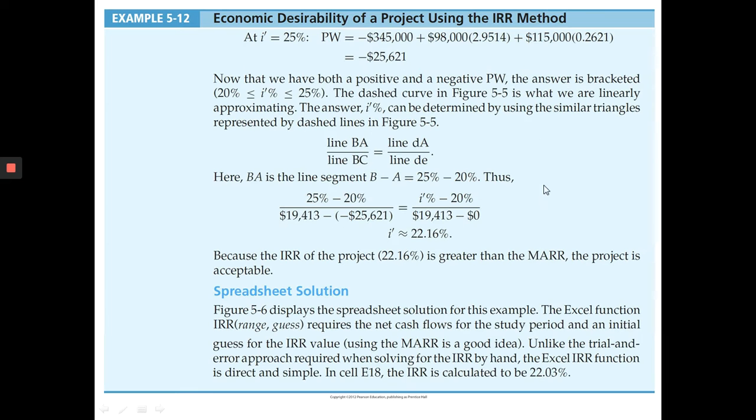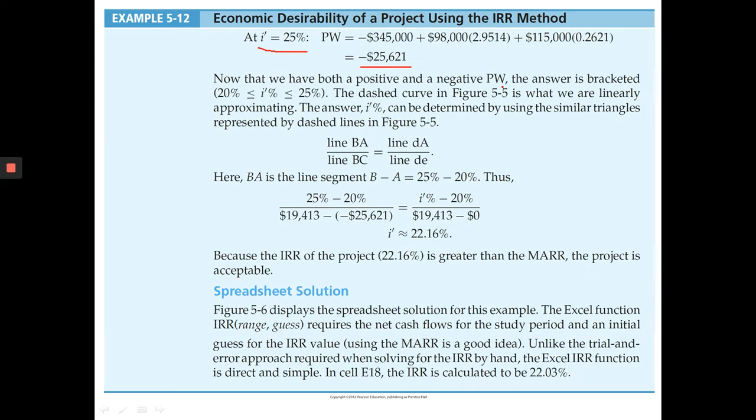So now let's continue with the problem. Since we know that the interest rate should be greater than 20%, let's try 25%. Again, we put all the numbers in place, but this time we use 25% as the interest rate. And now we get a negative value of present worth, which is negative $25,621.